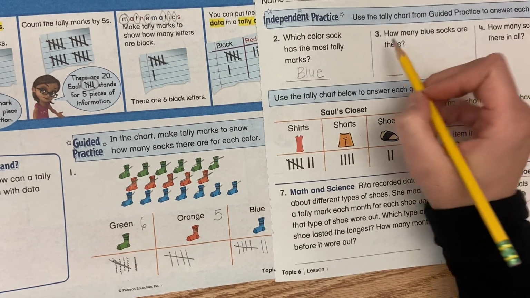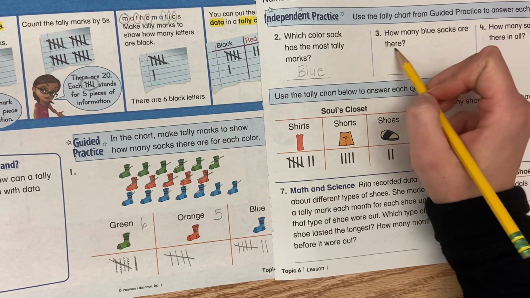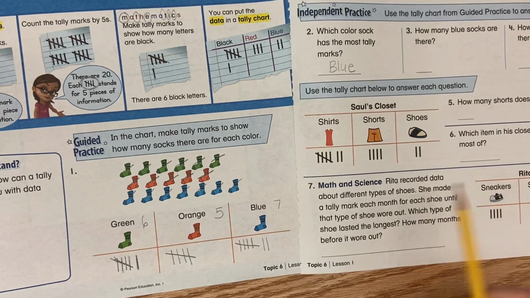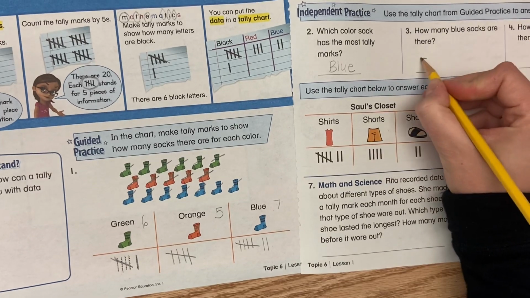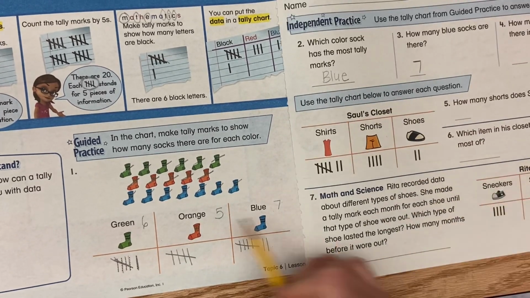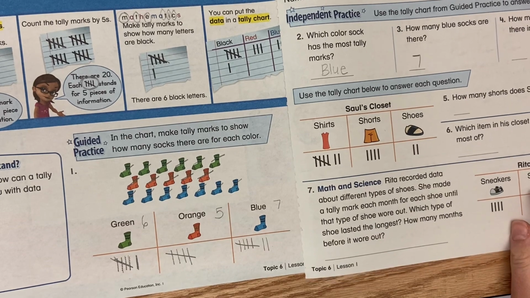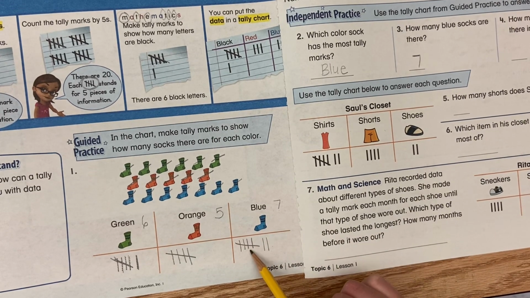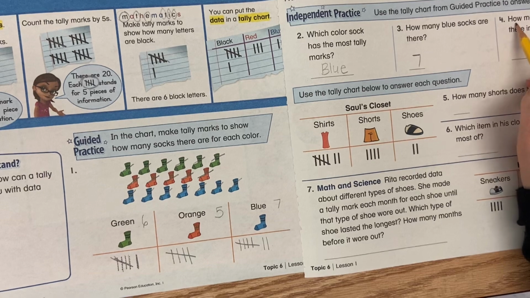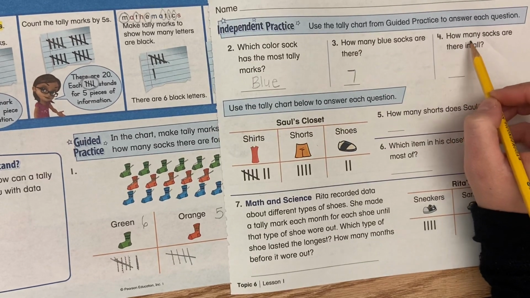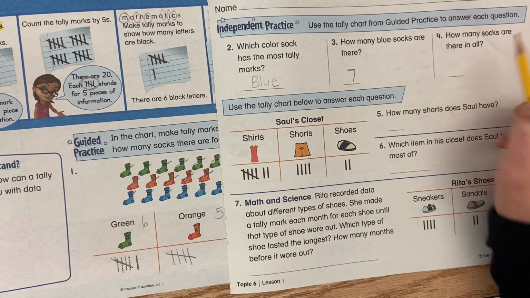Let's look at number 3. How many blue socks are there? So to find that information, we're going to look at our chart, look for the blue sock, and count the tally marks. 5, 6, 7. So organizing information or data in a tally chart helps us read it easier because we know where to look and what to count. And number 4, how many socks are there in all?